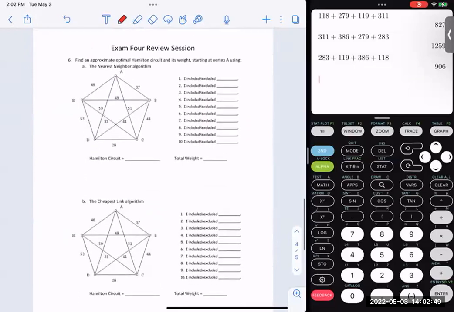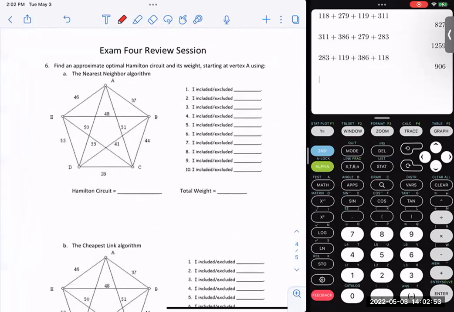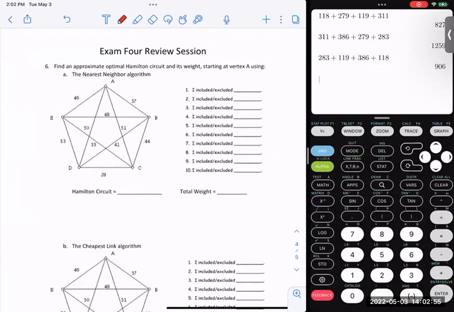So what we're going to look at next are not optimal solutions, but these are approximate optimal solutions. They don't guarantee to find us the absolute best answer. They just guarantee that we'll find a good answer, right? Which is good enough because they're a lot less tedious than absolutely trying every single possibility and then figuring out which one is best. All right, so these 2 methods are the nearest neighbor algorithm and the cheapest link algorithm.